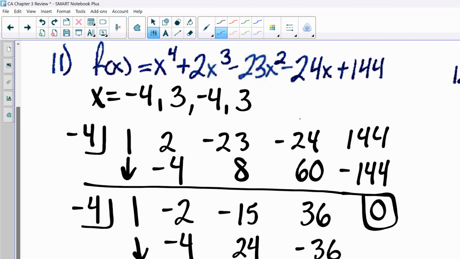And do synthetic division. 6 times 1 is 6. Negative 1 plus 6 is 5. 6 times 5 is 30. Negative 35 plus 30 is negative 5. 6 times negative 5 is negative 30. And negative 30 plus 5 is negative 25. And 6 times negative 25 is indeed negative 150. And 150 plus negative 150 is 0.